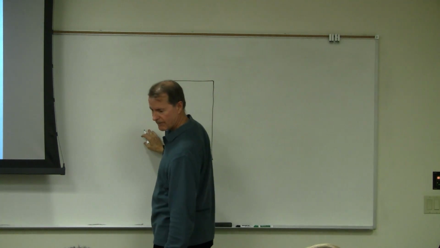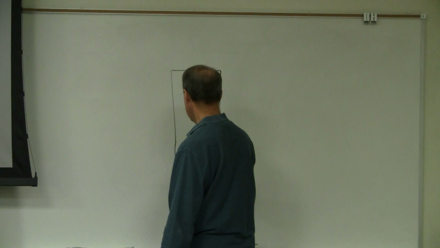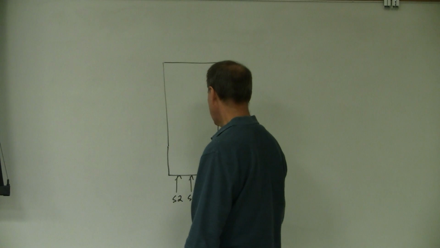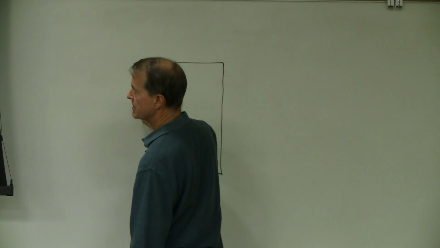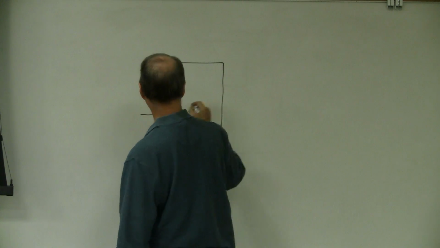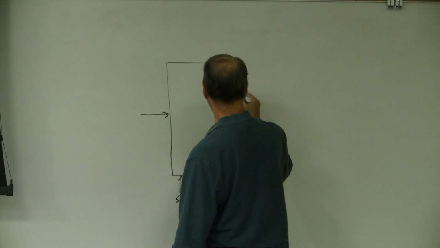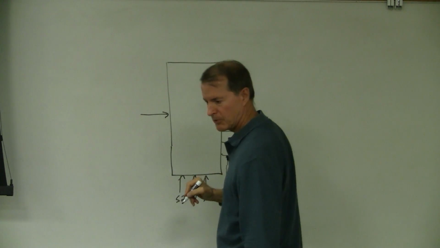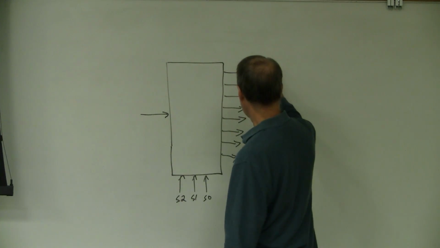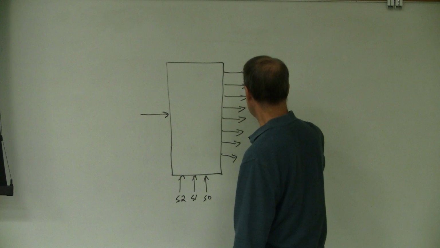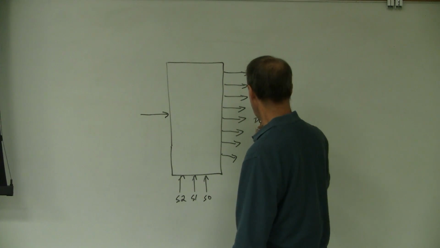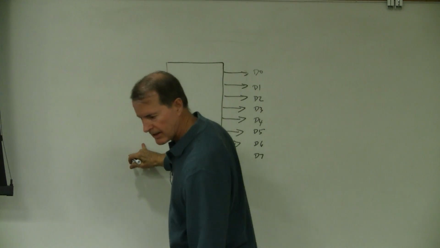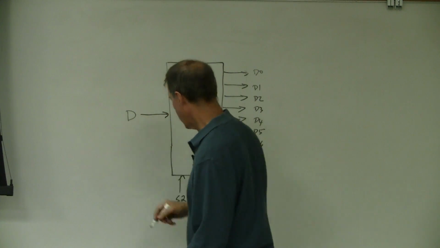So let's suppose we have 3 selects here. This would be S2, S1, S0, and we would have a demultiplexer, with 1 input coming in and 8 outputs. Are you with me? These are coming out, and this would be D0, D1, D2, D3, D4, D5, D6, and D7. And this is coming in, so we'll call this D for data.